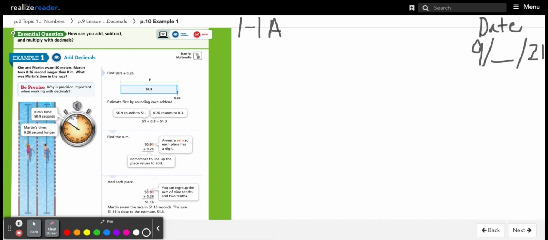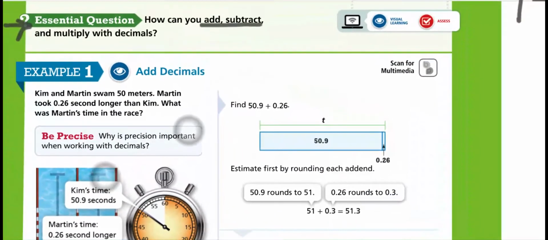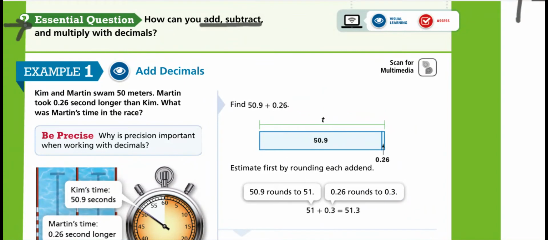So the essential question for this first lesson says, how can you add, subtract, and multiply with decimals? Today we are just going to focus on adding and subtracting decimals because they have similar rules. So let's look at this first example here. Kim and Martin swam 50 meters. Martin took 0.26 seconds longer than Kim. What was Martin's time in the race?